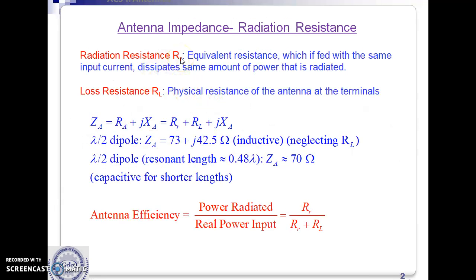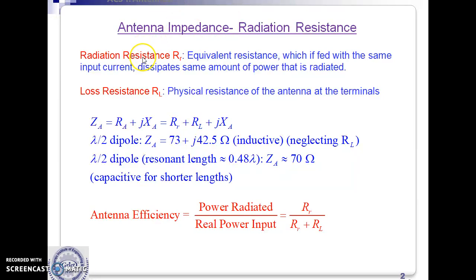One of the engineering parameters of antennas is antenna impedance. When an antenna is connected to, or fed by, a transmission line, it offers certain impedance, which is important for us to understand.